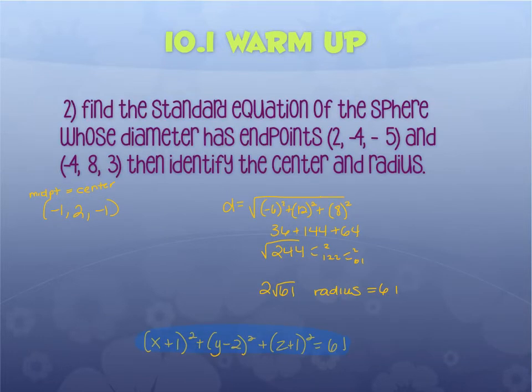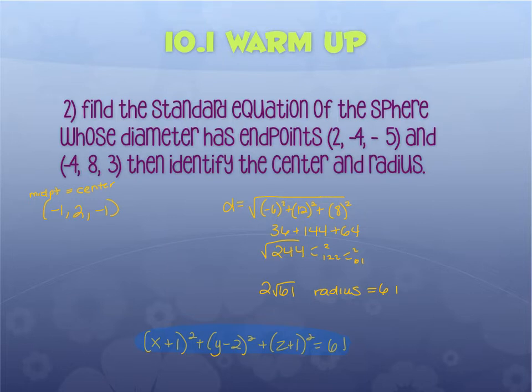Okay, second one said, find the standard equation of the sphere whose diameter has endpoints of (2, -4, -5) and (-4, 8, 3). Then identify the center and the radius. You actually had to find the center and the radius this time. If I have the endpoints of the diameter, the midpoint is going to be my center.